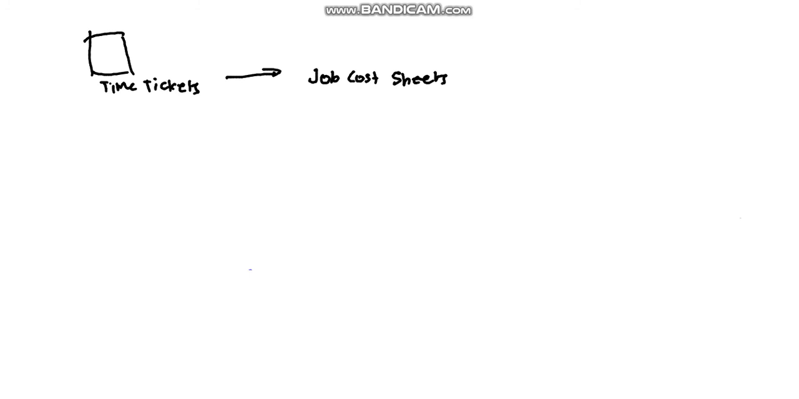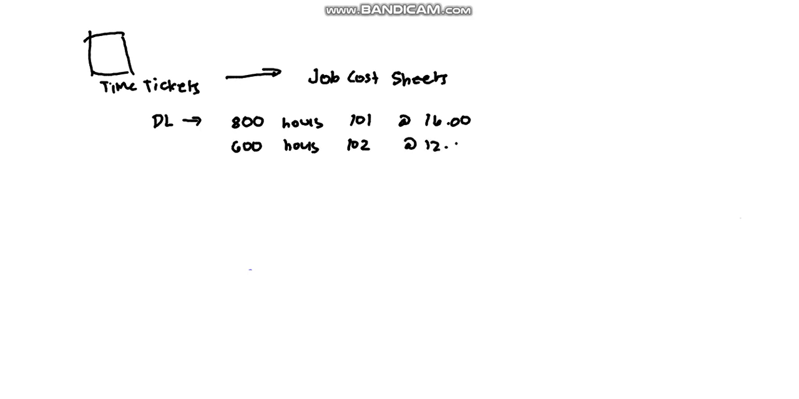Okay, so in this case, if during March company A accumulated 800 hours of direct labor for job 101 and 600 hours for job 102, at a direct labor rate per hour for job 101 of 16 pesos, while job 102 is at 12 pesos.